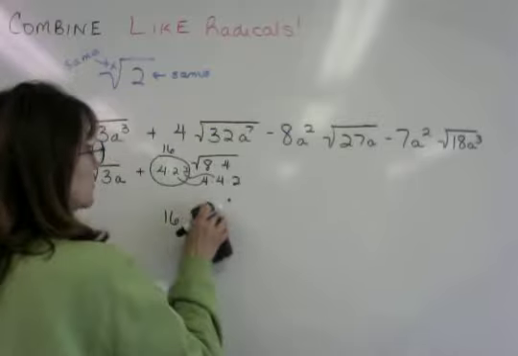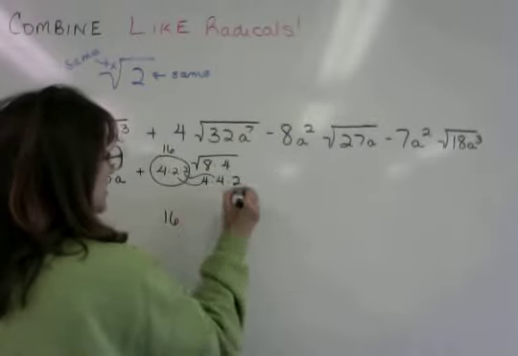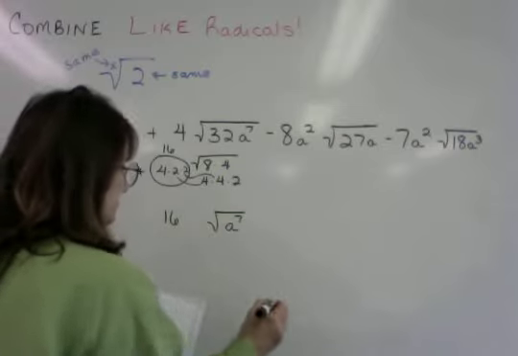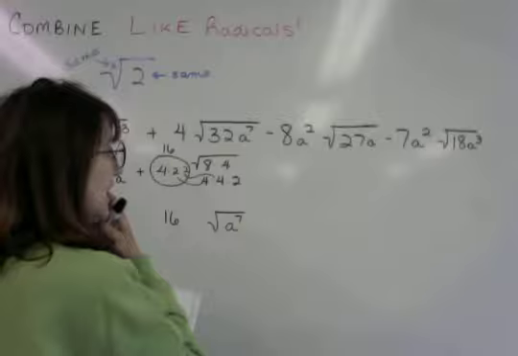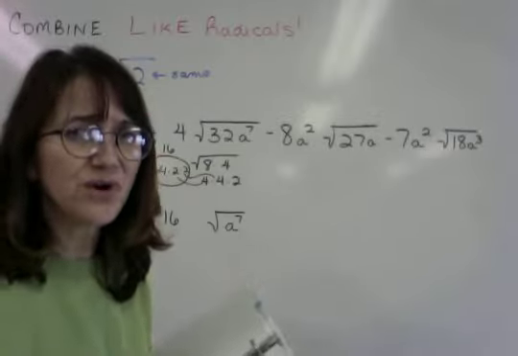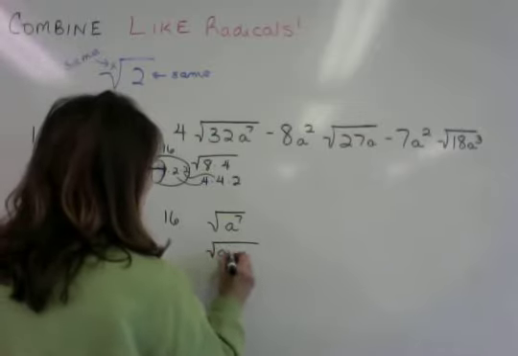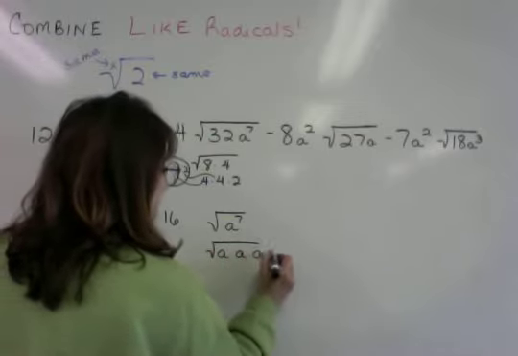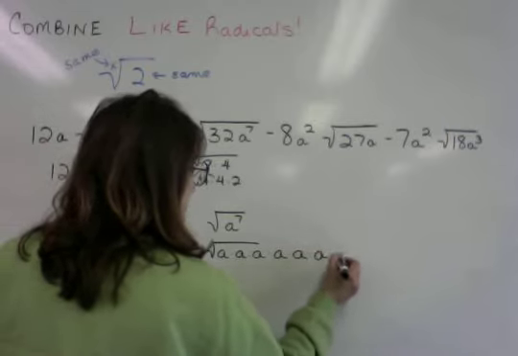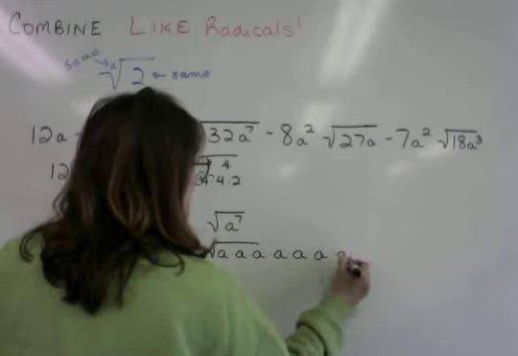Now we need to deal with these letters, okay? So we've done the numbers. Let's look at what's happening with the letter. I have a to the 7th. Well, technically, how many a squares do I have in there? If you're completely confused, just write how many. There's 7 a's under there: 1, 2, 3, 4, 5, 6, and one more.